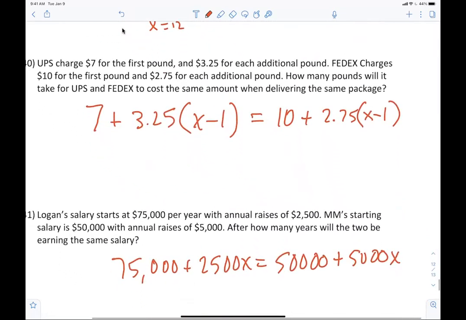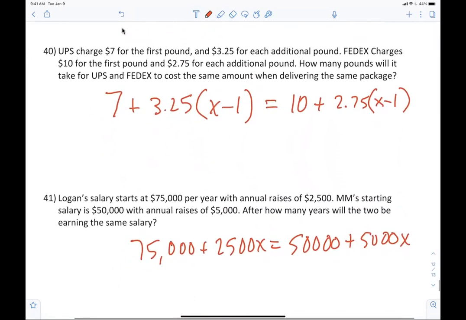Go. Number 40. Now look, this is a nice one. And this one, you had to remember, there's a trick question. We've done it on every single test, every single review. It's always on there. Now, Allie, why did I do x minus 1?